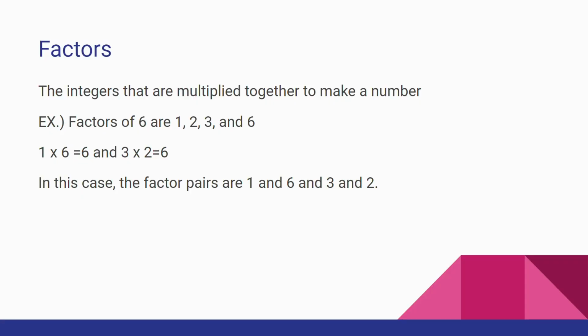So first, we need to know what factors are. Factors are basically the integers that are multiplied together to make a number. So for example, factors of 6 are 1, 2, 3, and 6, because 1 times 6 is 6 and 2 times 3 is 6. Factors of 12 may include 1, 2, 3, 4, 6, and 12.